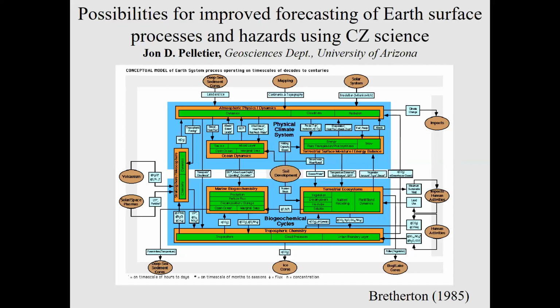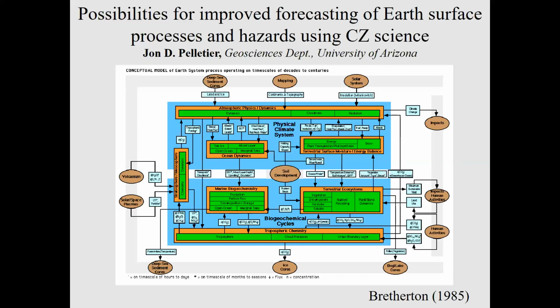Well, thank you, Tim, and thanks to Sarah for helping with the technical and logistical aspects of this talk and the whole series. So in this title slide, I've included a conceptual model from Brotherton 1985 of the entire Earth system. For my purposes, I just want to focus your attention on the center of that diagram, which has soil development as a key component to the Earth system.